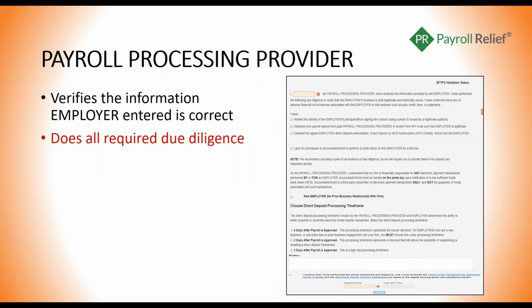You will get a notification to let you know that the employer has now completed their part of the EFT application. Be sure the employer has entered all information correctly before you complete your part of the application. At this point in the EFT application process, you should have completed your due diligence to be sure that your employer's business is both legitimate and financially sound. Be sure that there are no adverse financial circumstances associated with this employer, such as poor credit, liens, or judgments. Prevent fraud and protect your firm by avoiding risk factors to the best of your ability with any new employer applying for EFT.